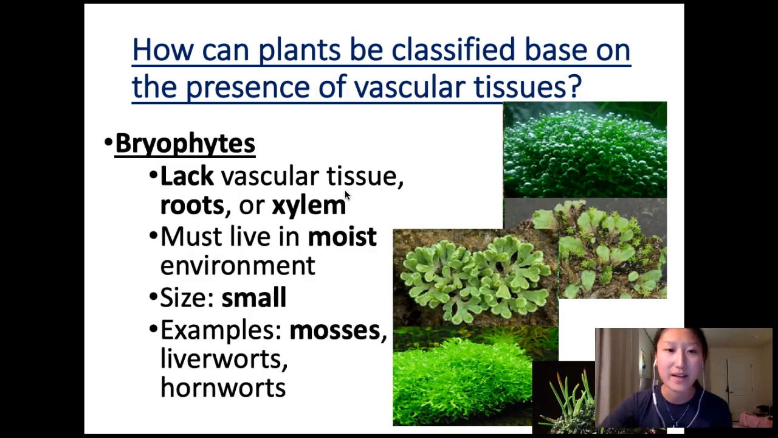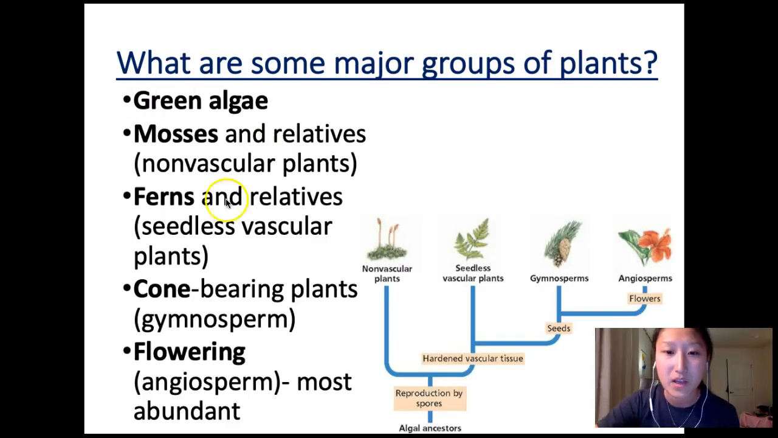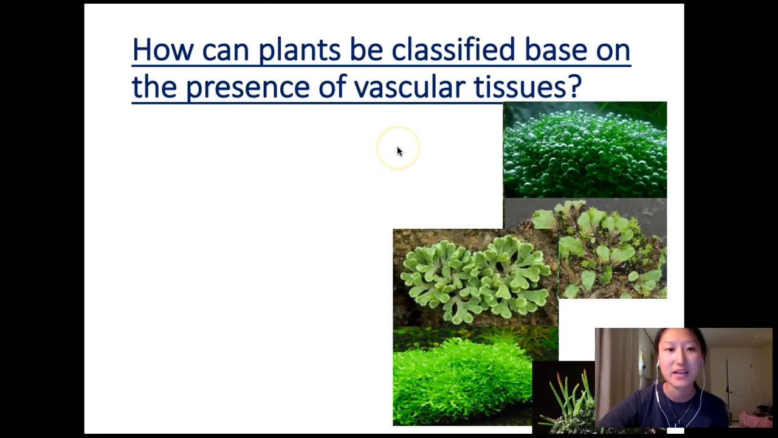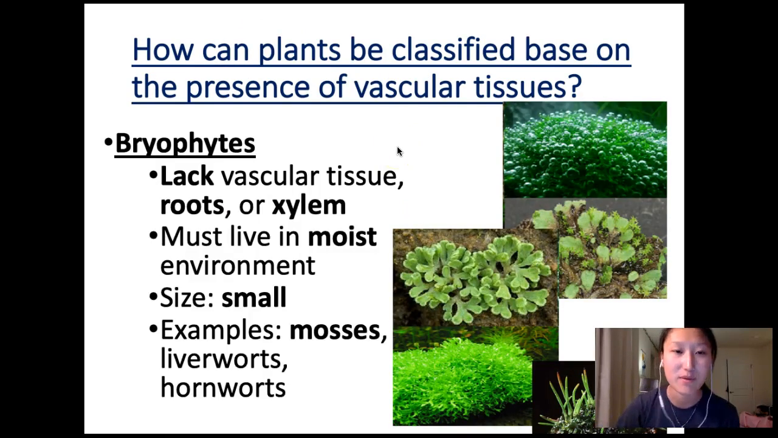This is called bryophytes, so anything that doesn't have vascular tissue. When we saw these non-vascular plants right here, or these mosses and relatives, those are your bryophytes. So bryophytes lack vascular tissue. They don't have roots or xylem. They must live in moist environments. And a typical example will be mosses.